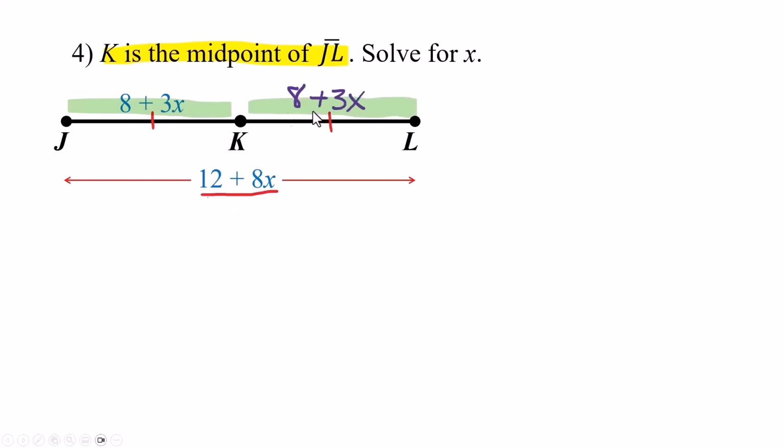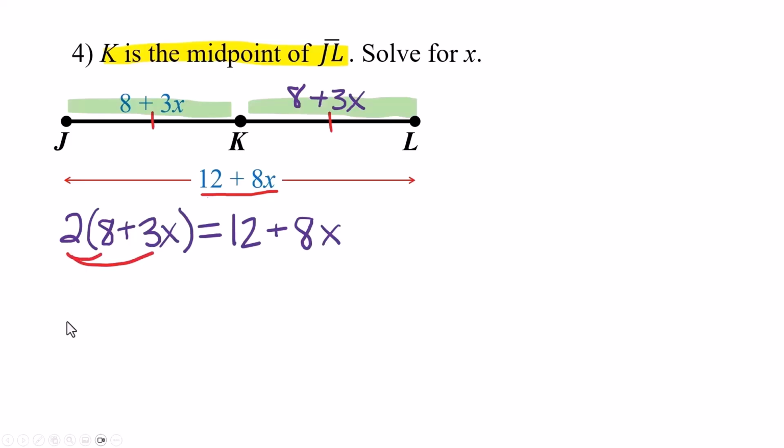So I'm just going to copy 8 plus 3x over here again. I have two of the same thing, so I'm going to just write it as 2 times 8 plus 3x equals 12 plus 8x. This is distributive property, so we have to multiply that 2 through.